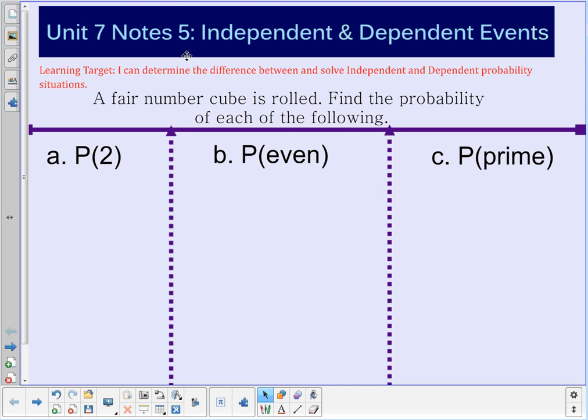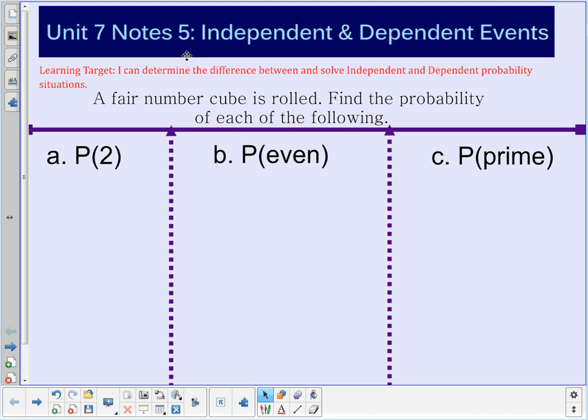Today we are talking about how to identify and solve independent and dependent events. Probability of independent and dependent events. So if we take a look up at the top, just a review from yesterday, if we look at the probabilities of the following, a fair number cube is rolled, find the probability of each.